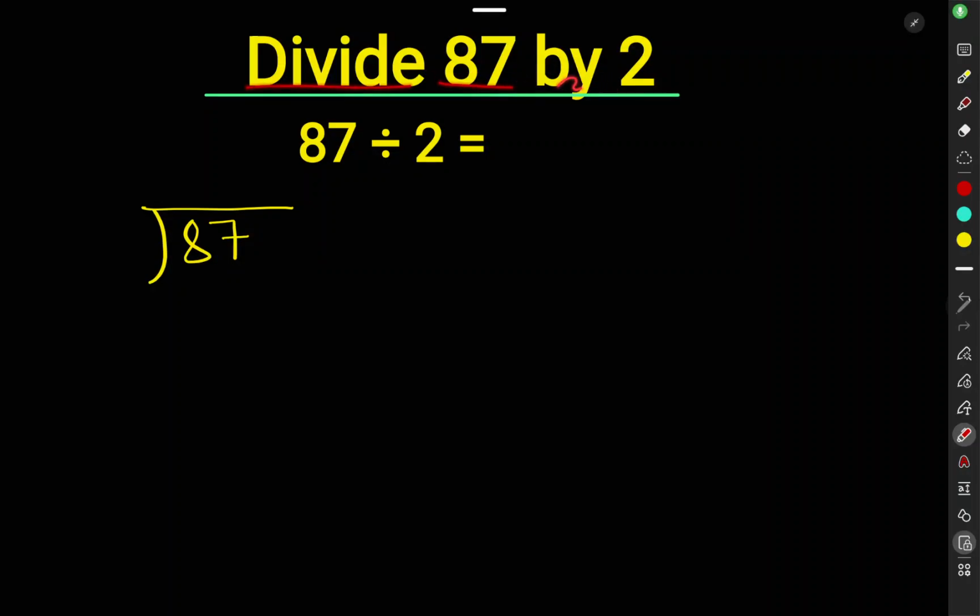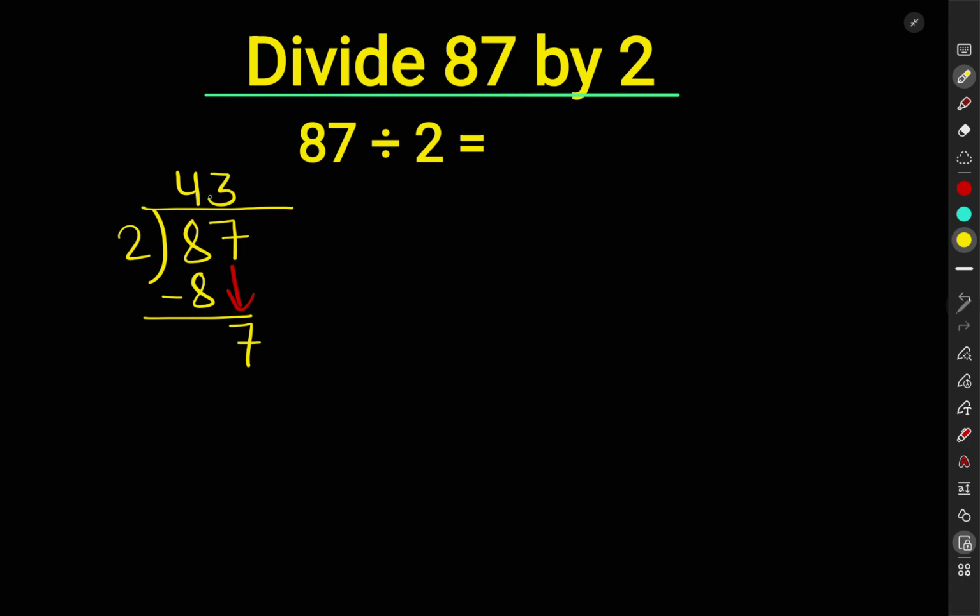Divide 87 by 2. So here we divide 87 by 2 in a long division method. So 2 times 4 is 8. On subtracting we get 0. So now this 0 is less than 2. So we bring down the number beside, this 7, and we remove this 0.